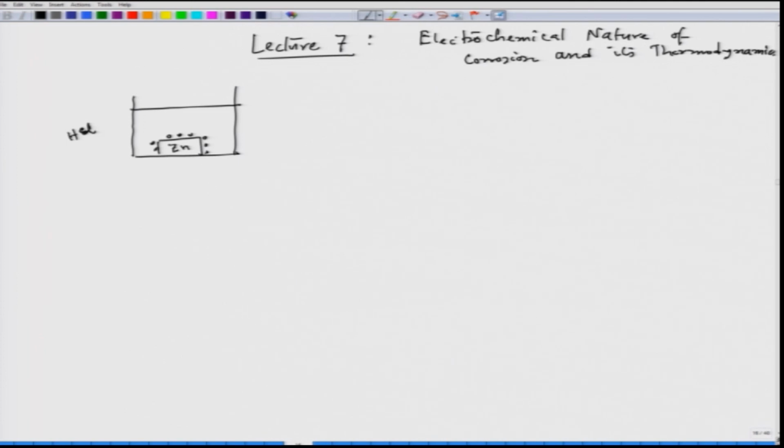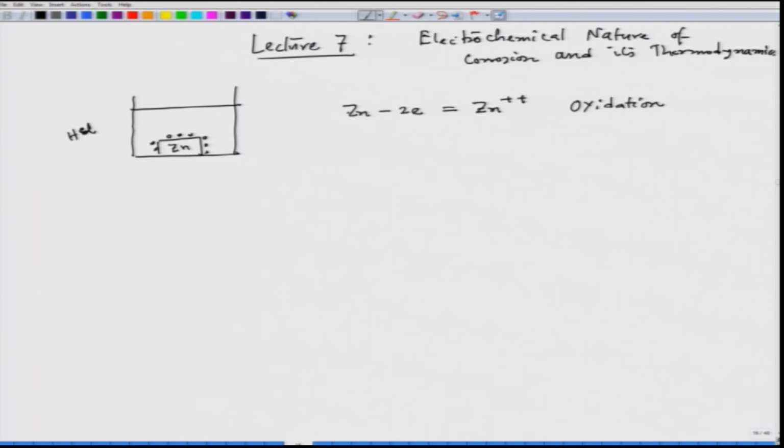Now, if we analyze this particular reaction, because these bubbles are forming because of some reaction, then we will see that one reaction is this one. This is the anodic reaction, or we call it oxidation. Two electrons are released by the zinc atom and it goes to zinc ion.